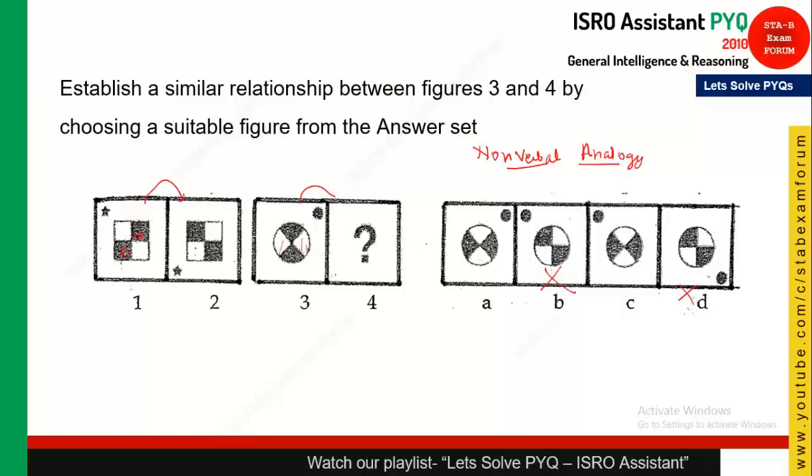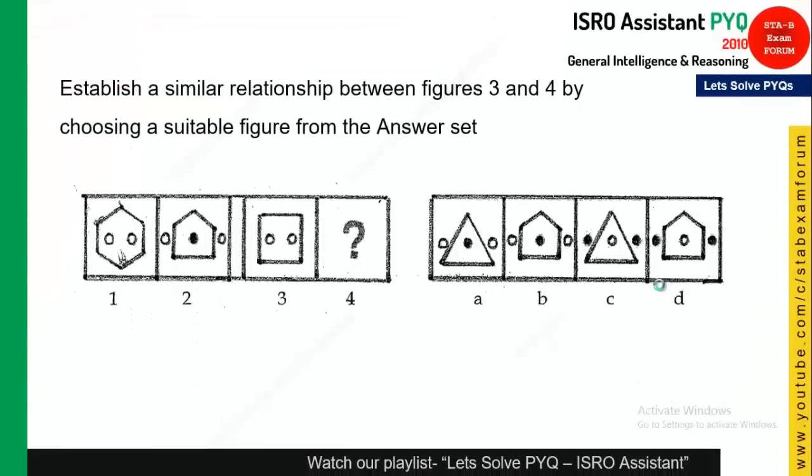Coming to the star, it is moving at the corner, in the anti-clockwise direction. It has moved one corner, so currently it is here, and it should come here. As you can see, in option C the dot has moved to the left corner in anti-clockwise direction, so that seems to be the perfect one. Let's see the answer, and option C is the correct answer. Let's see the next question.